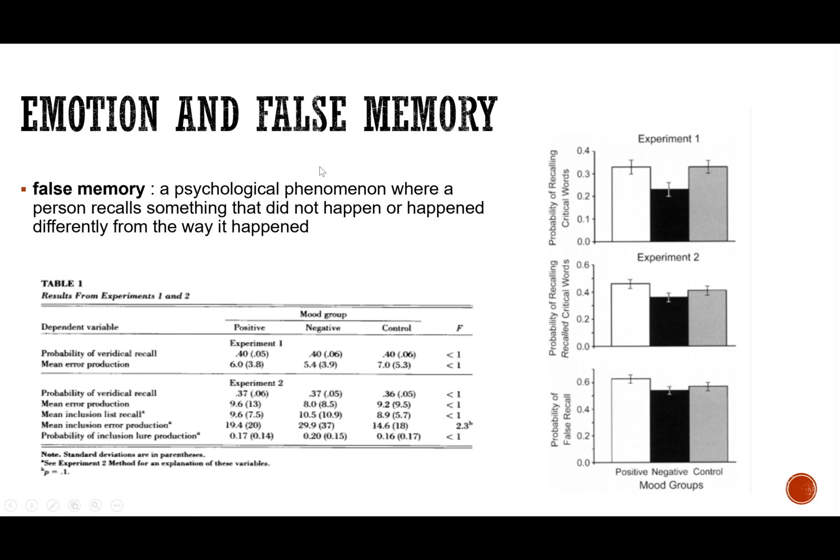Emotion and false memory. False memory is a psychological phenomenon where a person recalls something that didn't happen or happened differently from the way it happened. In this experiment, the primary conclusion is that, compared with positive emotion, negative emotion reduces the level of false memory and reduces the tendency to show false memory effects. You can see it from this chart.